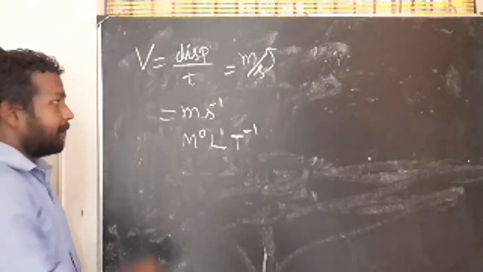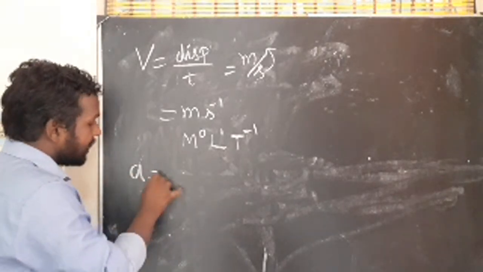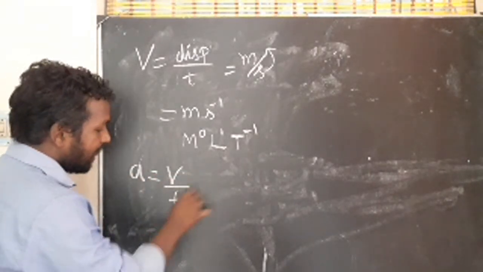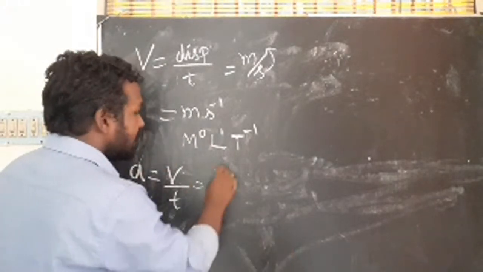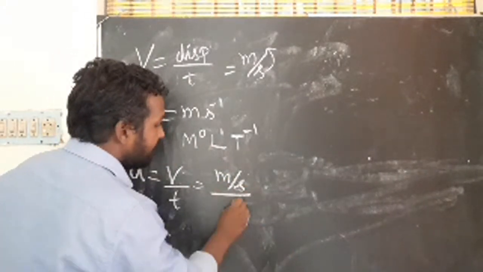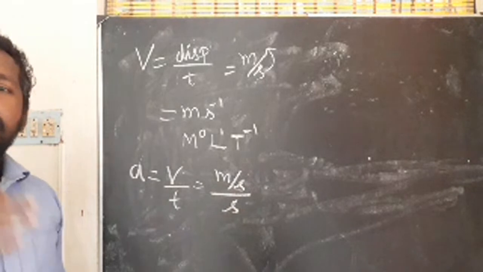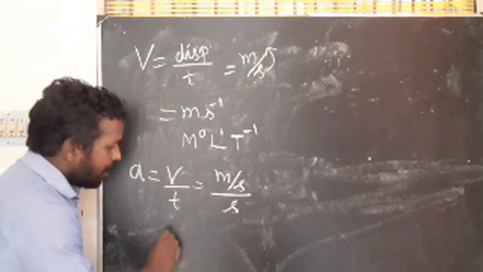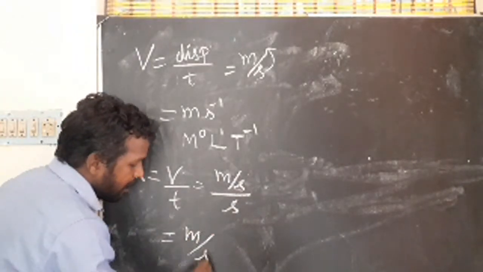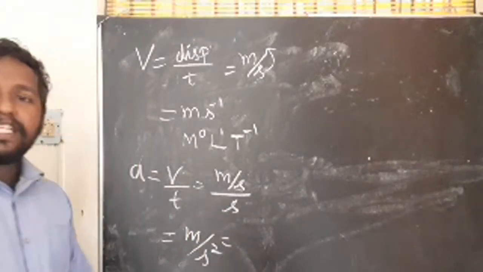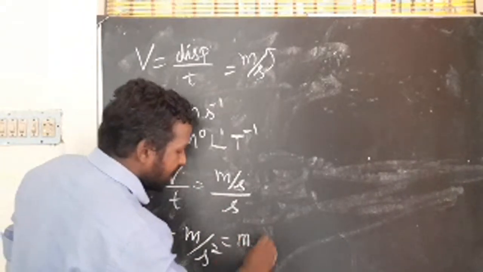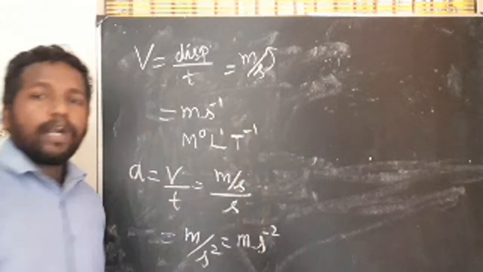The next one, acceleration. Acceleration is equal to velocity by time. What is the velocity? Velocity is meter per second. What is time? Second. So we'll have meter by second square. From the denominator, if you take second square as the numerator, we'll get second minus 2. What about the dimensional formula?